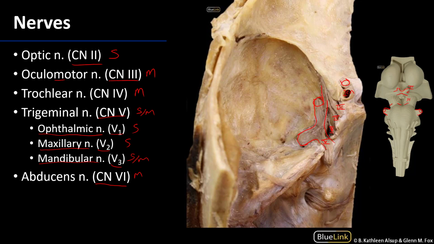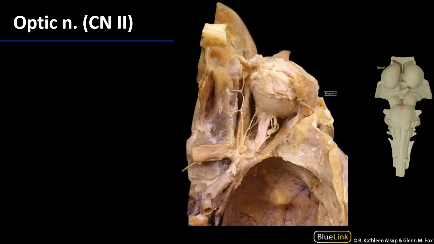That's 2. That's 3. There's 4. Coming around, there's 5. And there are 6. Now we'll get into the finer details of some of these, especially the ophthalmic division of the trigeminal nerve as we move through. But keep these relationships from the brainstem and the skull in mind as we go.